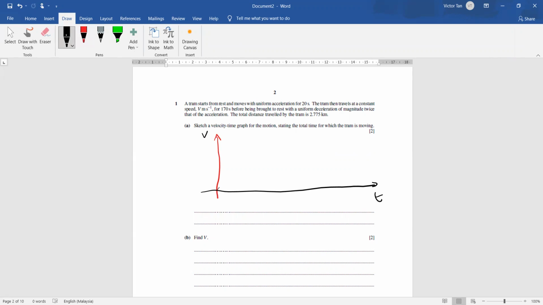From acceleration. V. 20 meter per second. Seconds.